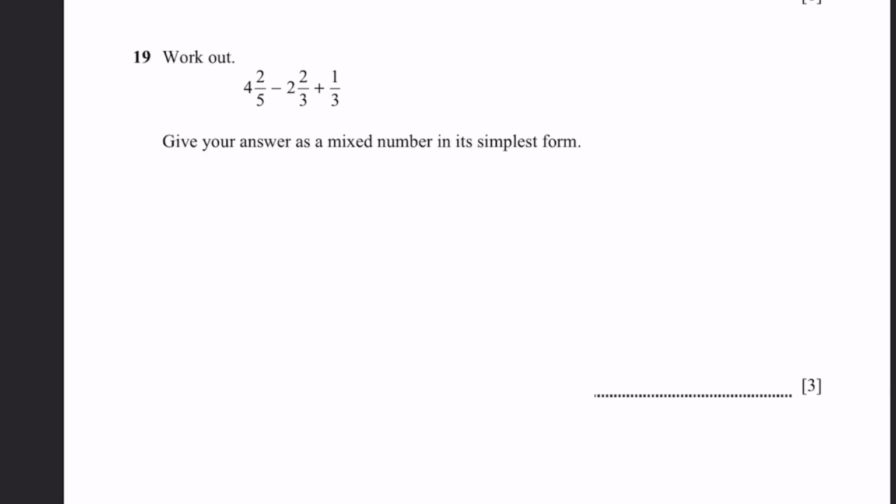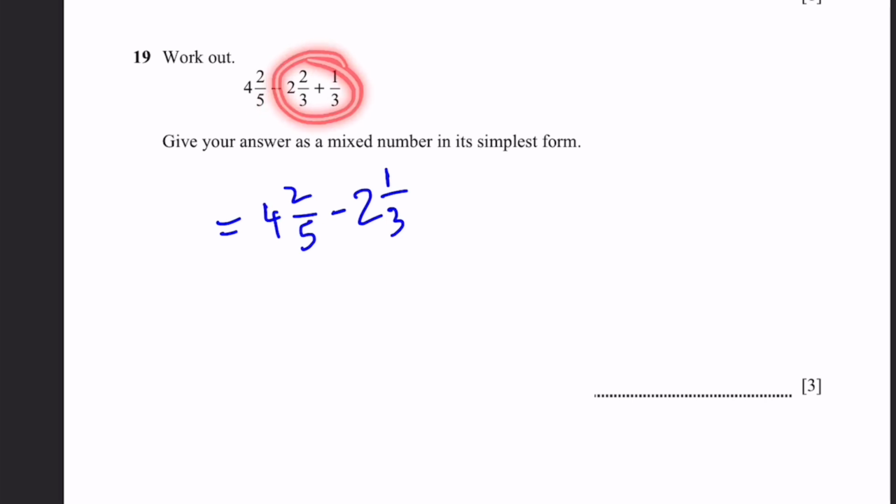Question 19. Work out 4 2/5 minus 2 2/3 plus 1/3. That'll be equal to, let's do this first. Negative 2 2/3 plus 1/3 is equal to 4 2/5 minus 2 1/3. Because this is a negative, we just subtract these and then change the sign.